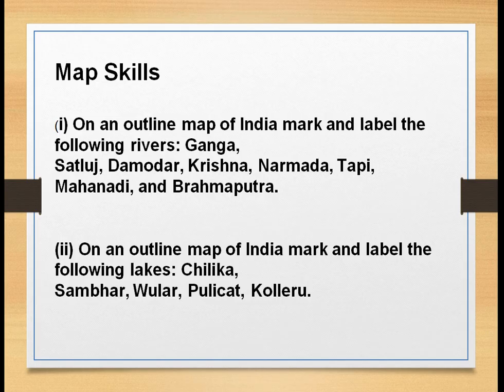Next, please do this map skill. This is for marking and labeling, but in the examination it is already going to be marked, and you only have to identify which river or which lake is there. So you have to mention it. Suppose in Jammu and Kashmir it is marked and written a lake. So which lake will be there? It's going to be Wular Lake.